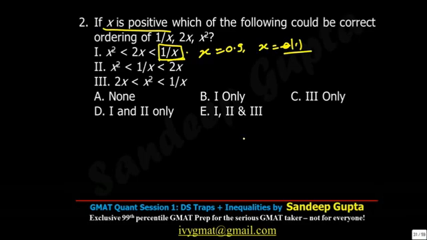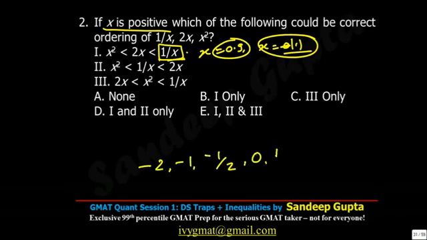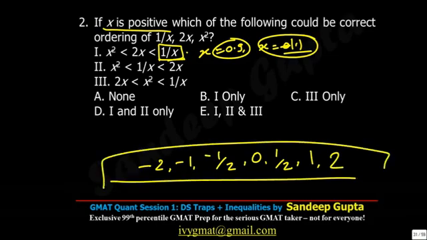What are the other critical points? If 1 by x is involved, these are the 2 points you will use. Apart from that, minus 2, minus 1, minus 1 by 2, 0, 1 by 2. This is your standard set of numbers that you can use always. If 1 by x is involved, then make the set 9 different values. I hope it's clear.